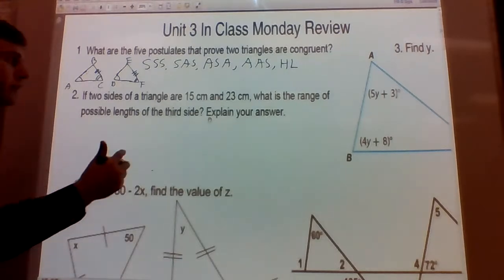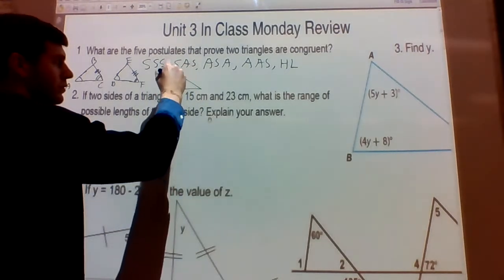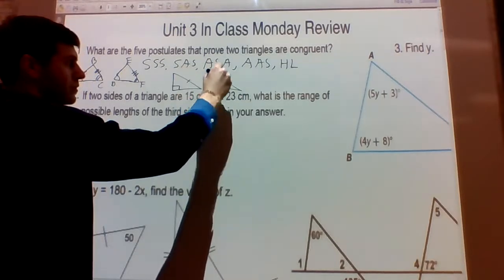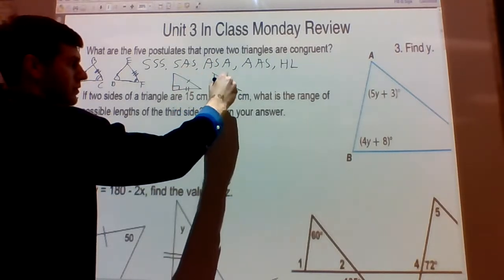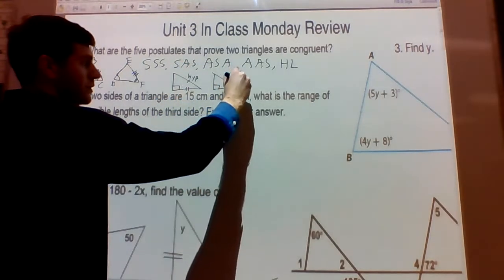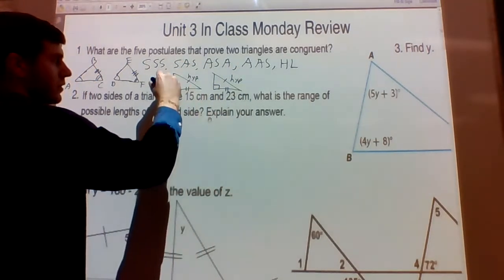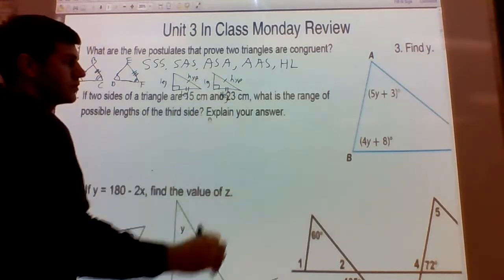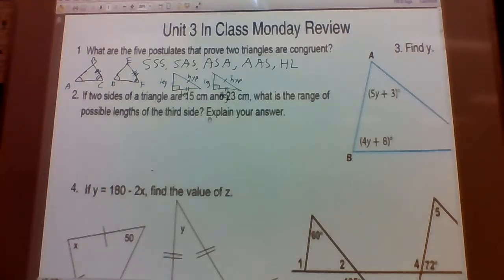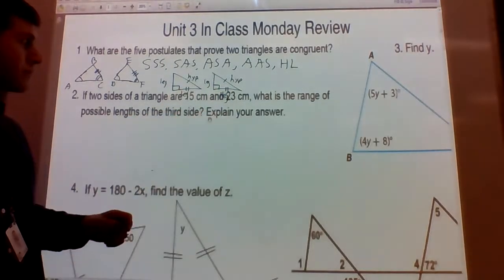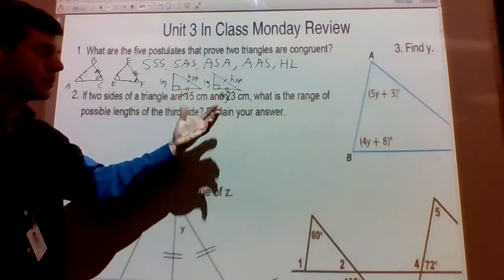Okay, and then hypotenuse leg was when you had right triangles. So we have right angles, and we have hypotenuses that are congruent, and then a pair of legs that's congruent. So again, the hypotenuse is the side that is opposite the right angle, and then the legs, these are going to be our legs. Each right triangle has 2 legs and a hypotenuse, so we need the hypotenuses to be congruent and then the legs. So if we have all that, then we can say the triangles are congruent.